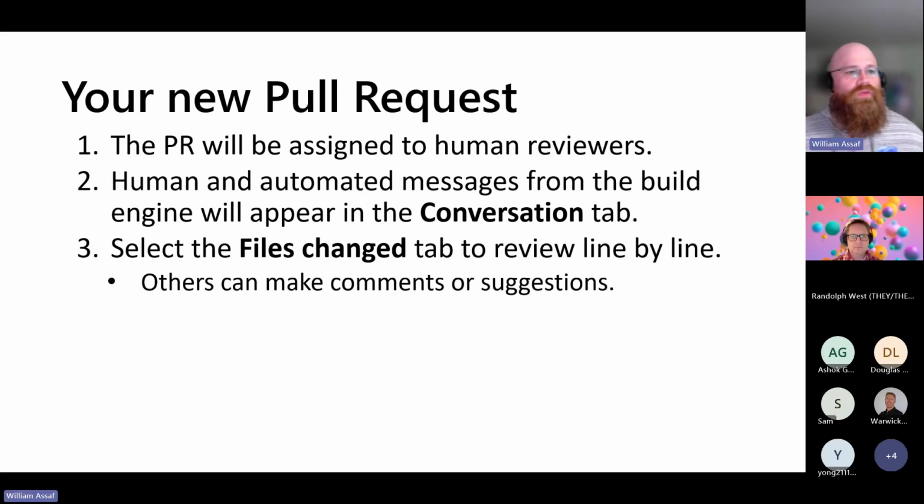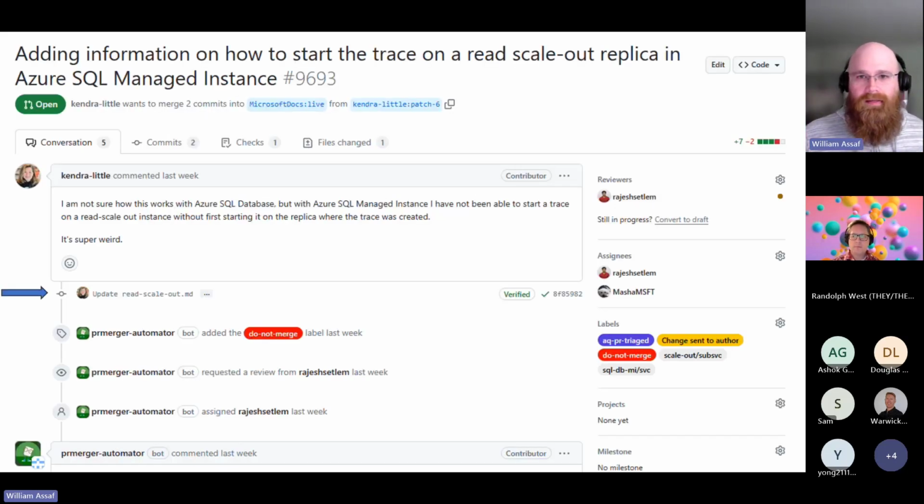Assigned to human reviewers, human and automated messages from the build engine appear in the conversation tab. Select files changed. I'm going to show you each one of these things right now. Others can make comments or suggestions. We could comment back and forth to each other. We might make more commits on top of your commit and eventually get something merged. So here's what it looks like after you have submitted your pull request.